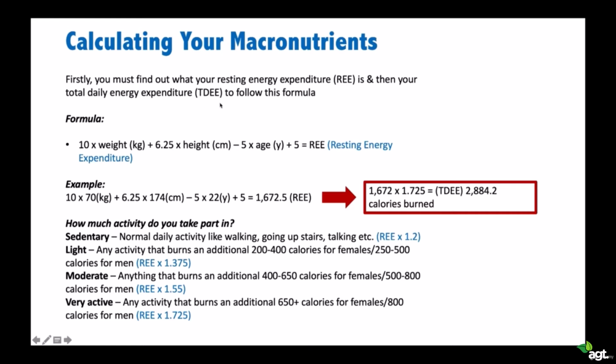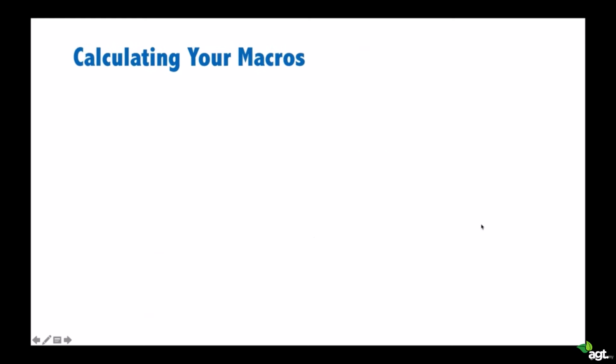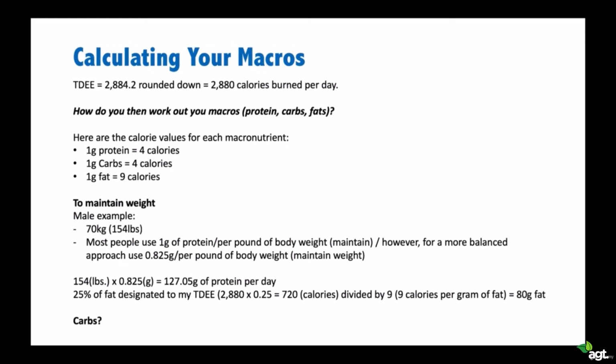So if we get his 1672 times 1.725, that will give us his TDEE, which is his total daily energy expenditure. So this is basically all of his calories burnt, including exercise, and that gives us a number of 2,884.2 calories burnt in his days where he's working out. So now, what do we do from here? So now we've got that number, 2,884.2, we're going to round that down to make it easier, so 2,880 calories burned per day. So when he's working out on a normal day, he burns 2,880 calories.